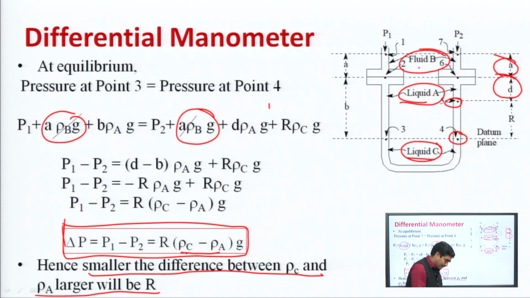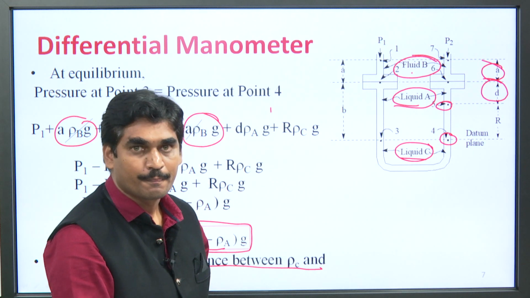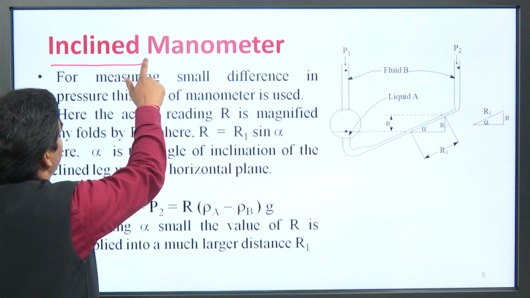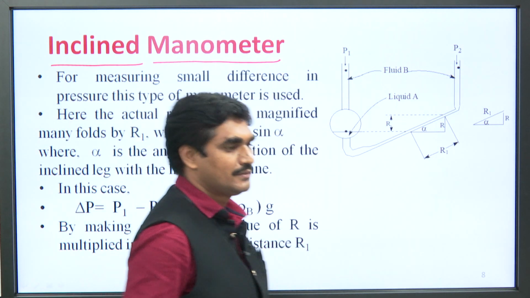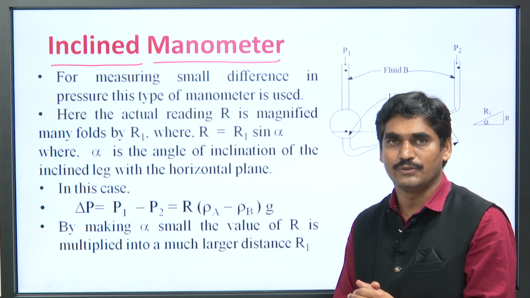Both these manometers have an application in pharmacy. They are used for measurement of very small pressure differences. The simple manometer is the most frequently used manometer. Now, the third one is the inclined manometer. This is the third type of manometer, which is very less frequently used.